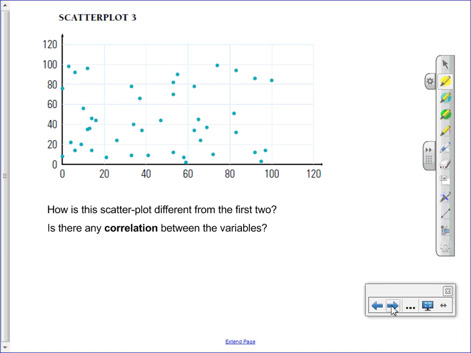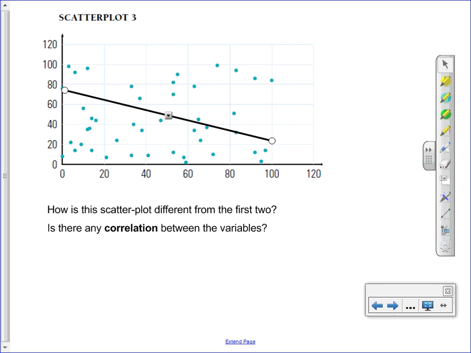Let's take a look at another one. This is another scatter plot of information, and again, we don't know what the context is. But the question is, is there a strong correlation? Is there a line of best fit that can be drawn? If I just start drawing lines, even starting at 0, 0, does that represent the dots? Or maybe the line's going to go like this to represent the dots.